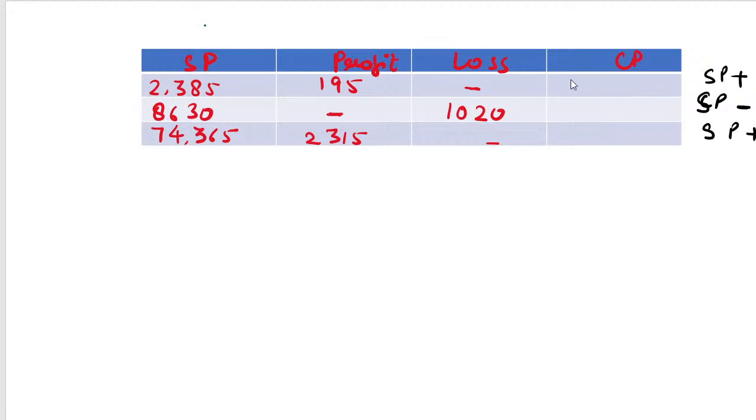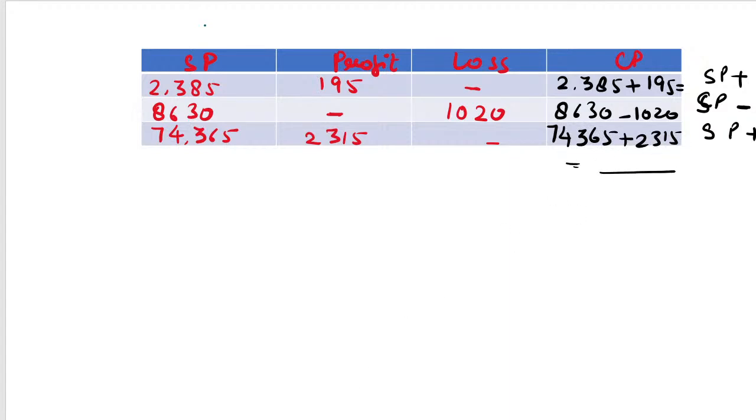So in that case what we have to do, we have to add 2385 plus 195 and you have to write the answer and tell me in the comment box. Then we have to find out the CP here. So the formula is SP minus profit, that is 8630 minus 1020. Next we have SP plus profit, 74365 plus 2315. Okay, and you have to give me the answer. So that's how we have to find out the values here. Okay, let's move ahead.